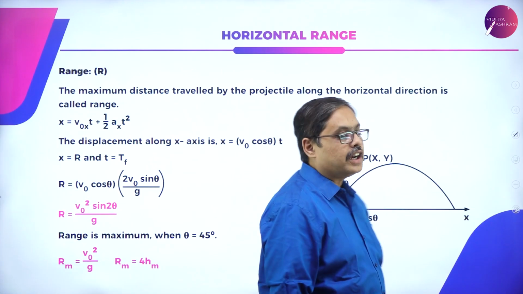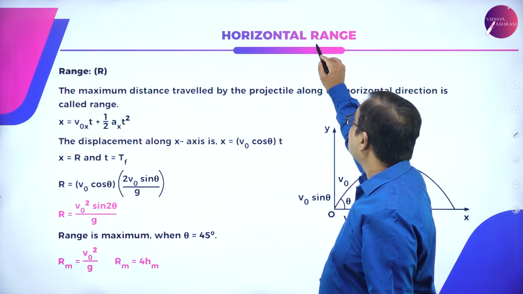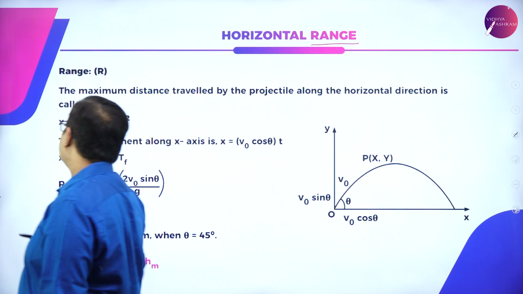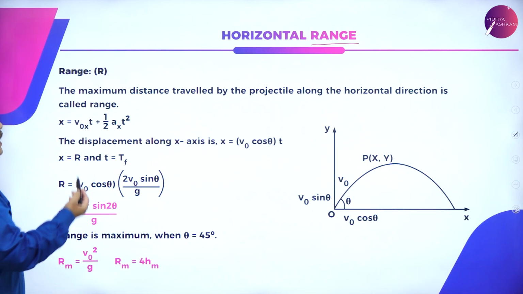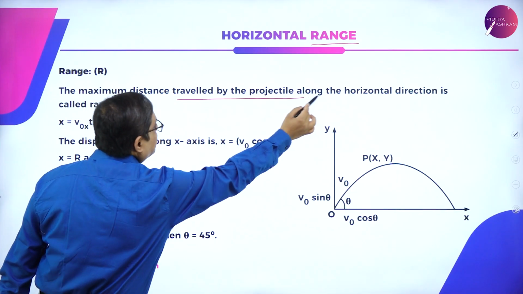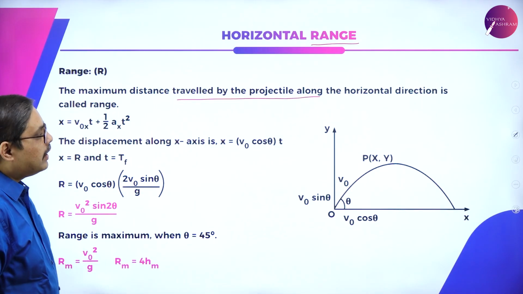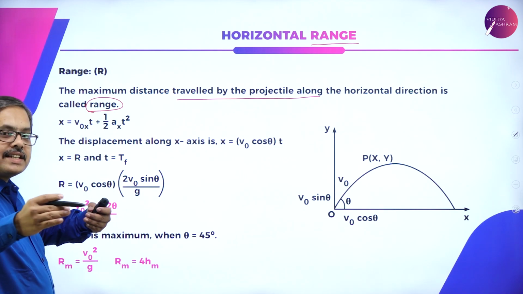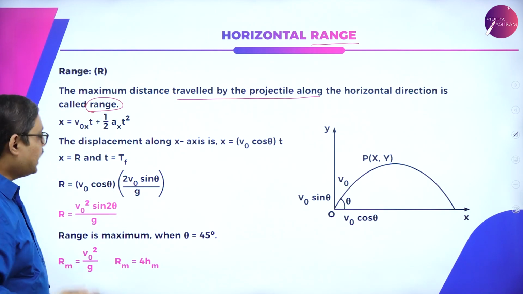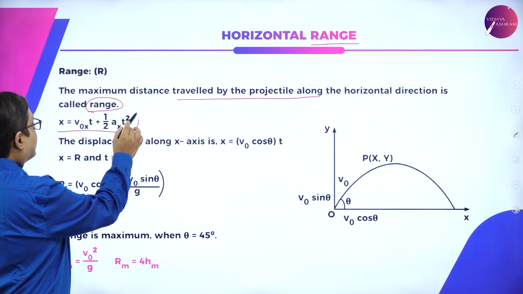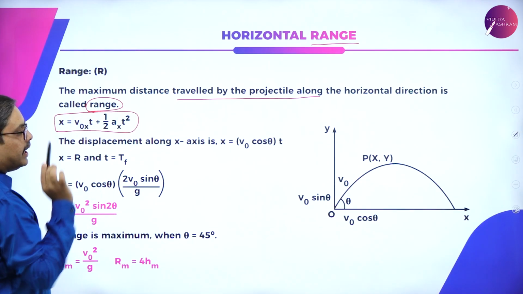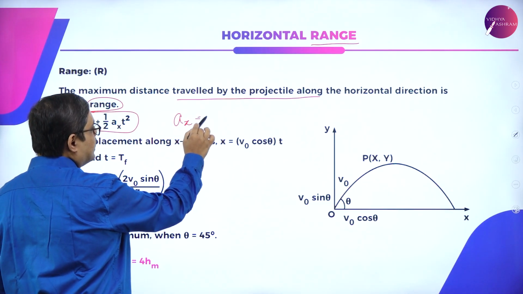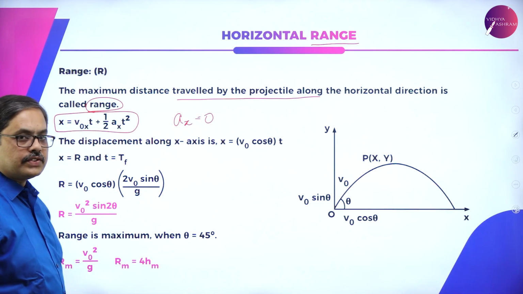Okay. So let me find out what is the horizontal range of the projectile. Once again, let us go back to the basics. The maximum distance traveled by the projectile along the horizontal direction is called the range. So it is simply the distance along the x-axis. We know that x is equal to v naught x t plus half a x t square. As we have repeated many times, along the x-axis, the acceleration will be 0.